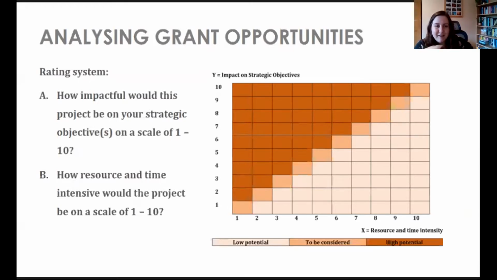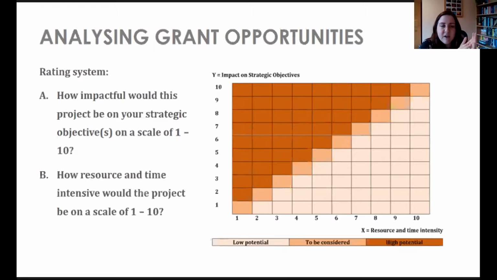I invented this in an effort to try and make it a more objective process, because it takes the personal feelings out of it. On the y-axis you're looking at how impactful would this project be to one or more of the strategic objectives of your organization. And it is important that every single grant you consider links to at least one of your strategic objectives. So you plot that on a scale of 1 to 10, 1 being not really at all, 10 being it would completely deliver on one or more of your strategic objectives.